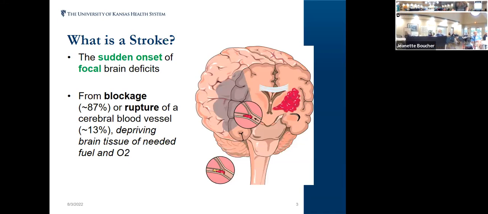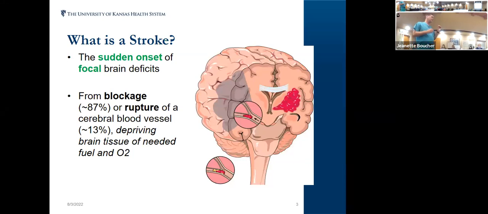So we always like to start off these lectures with just a recap on what a stroke is. I'm sure everybody in this room is intimately familiar with the effects of stroke, but I would like to talk about what a stroke is. There are two types of stroke. There's a stroke where a blood vessel in the brain gets blocked by a blood clot or a piece of plaque. And when that happens, it's just like plumbing. When there is a blockage in your plumbing, what happens? Well, the water is not going to empty out downstream.